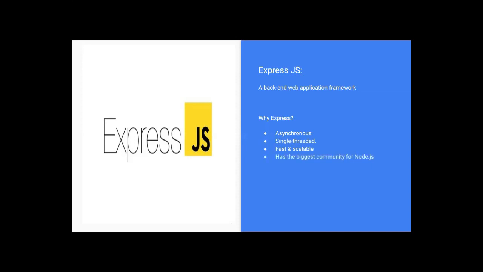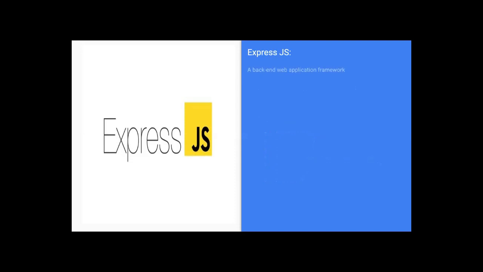It has the biggest community for Node.js, and it promotes code reusability with built-in routers. So the life of a developer becomes much easier, and the implementation of the logic and the idea is much faster using Express. So let's see how Express helps us to create our APIs and which companies are using Express as the framework. So Express.js, as you know, is a backend web application framework.